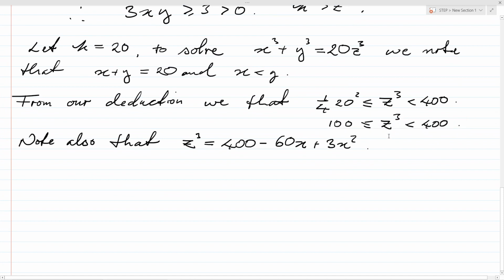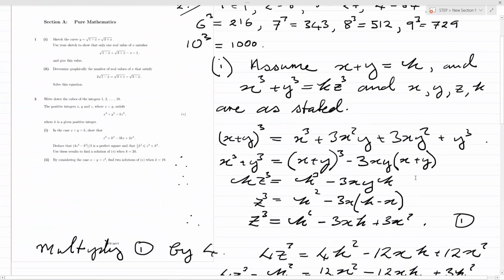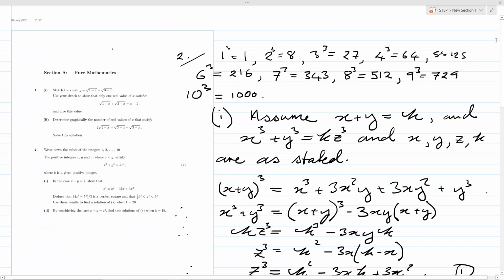We have that z could equal 5, 6, and if we look back at our cubes, that's a useful fact, so I don't have to calculate them. We have that 5 cubed is less than 400. So we're looking at everything less than 400. So we're looking for numbers between 5 and 7 inclusive.